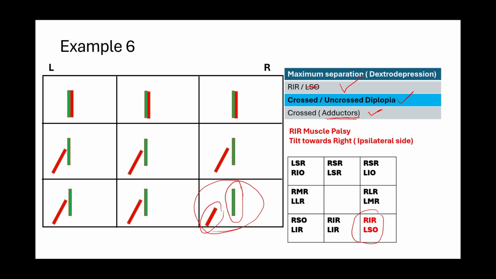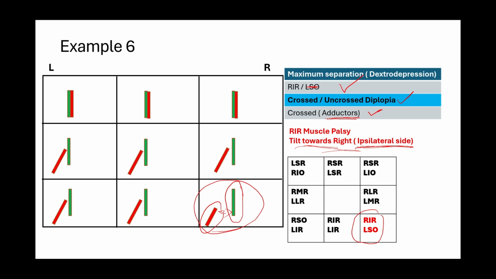Now how to verify? If it is an inferior muscle palsy, the tilt has to be towards the ipsilateral side. Here we have come to a diagnosis that it is a right inferior rectus muscle palsy. So the tilt has to be towards the right side. Is it happening? Yes, the tilt is towards the right side. So our diagnosis of a right inferior rectus muscle palsy is correct.